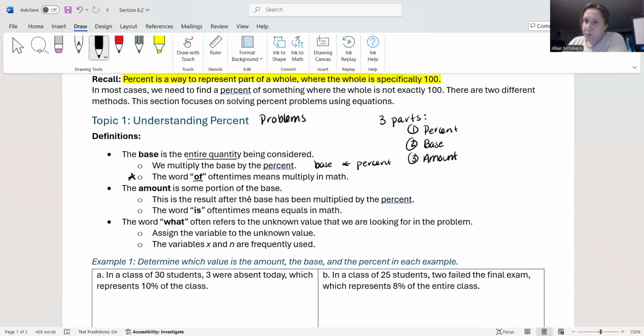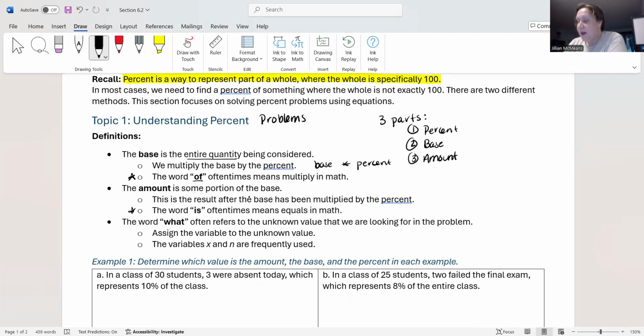Now, just like in the previous definition, we had the word of. In this part, we have the word is. Just plain old is is another super common word in the English language. Every time you see it, it doesn't mean equals. But in the right context, the word is oftentimes means equals.